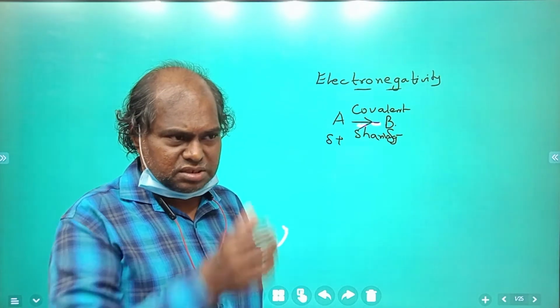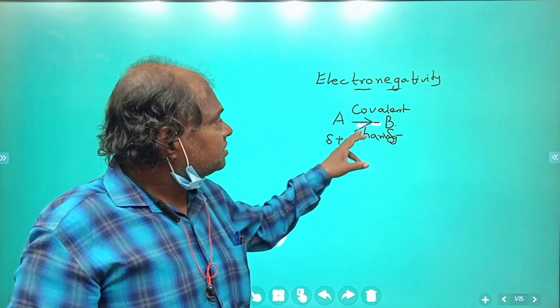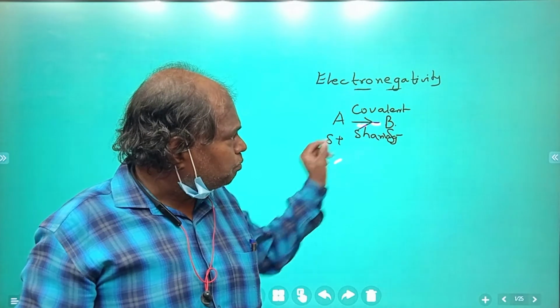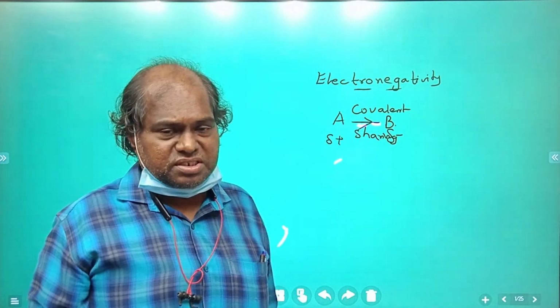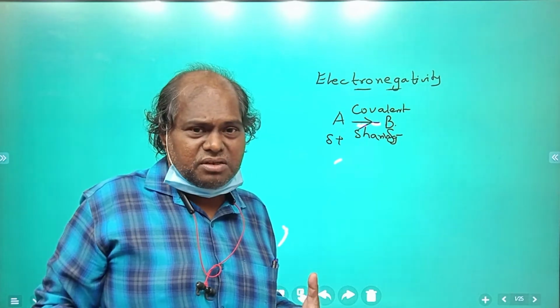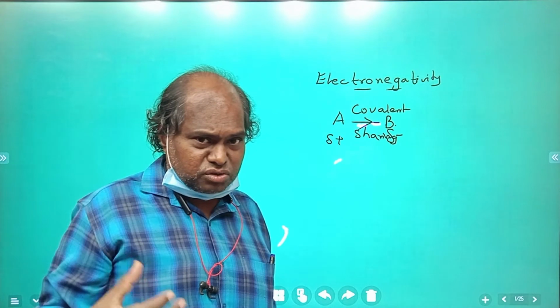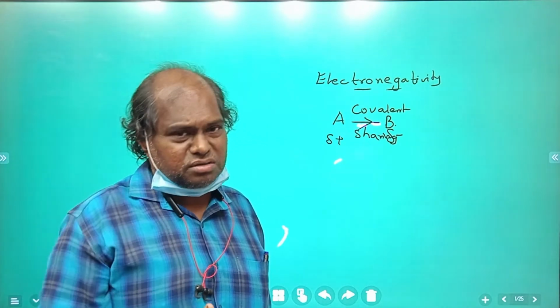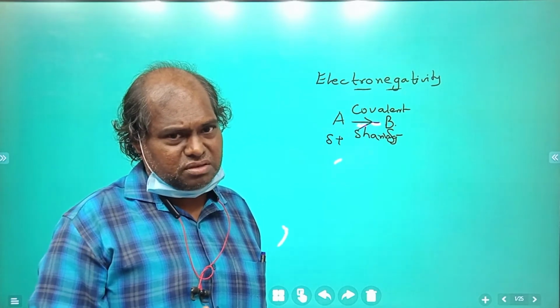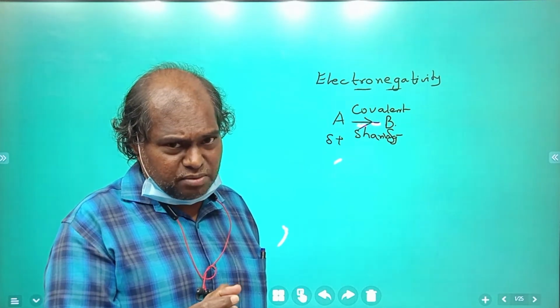So electronegativity is defined as the tendency to pull the electrons towards itself. So B is trying to pull the electrons towards itself, right? So we say B is more electronegative. The tendency to pull the electrons towards itself in a covalent bond. Okay, in a covalent bond. Fine. See, the electrons are spending more time with B.